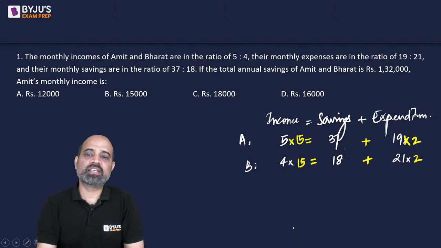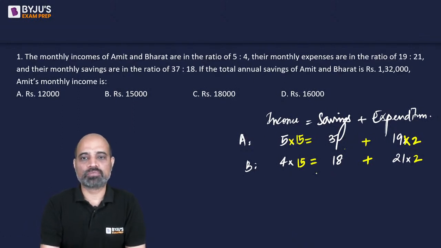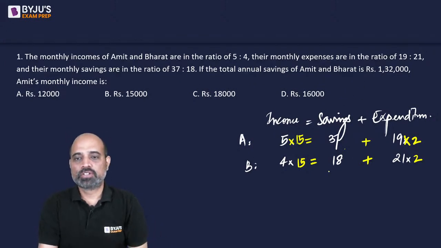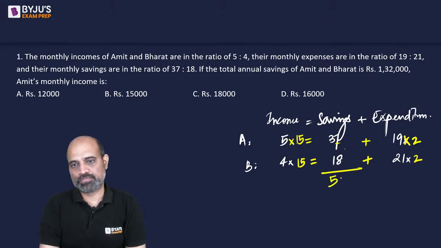So once we understand it, it is given that the total annual savings is 132,000. इसका यूज कर लेते हैं. Total savings that you will find over here is 30, 40, 55. यही है ना?